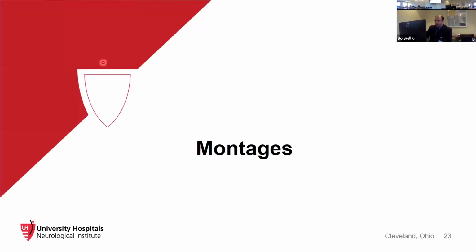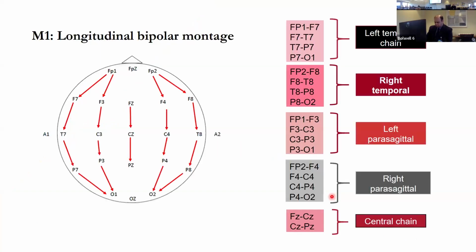Okay. I'm going to show you a few montages. These are the standard montages we use in the lab here. We have 6 standard scalp montages. I'm going to show you, I think, 4. This is the one that people everywhere in the world use. This is called the longitudinal bipolar montage. People also call it a double banana. It looks like 2 bananas on your head.